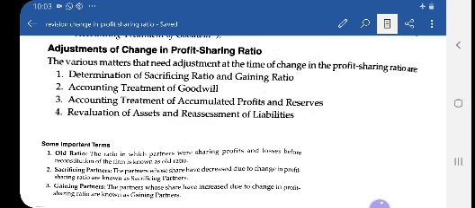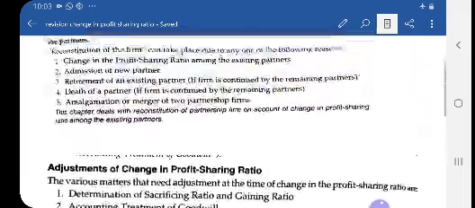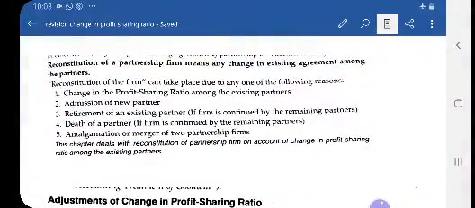So this pattern of questions can be asked: what are the situations when reconstitution happens? Four options are given, which are not part of reconstitution of partnership, and you have to point it out. So at least you must know what the situations are when reconstitution of a partnership firm takes place, only then can you find the odd one out from the four options.